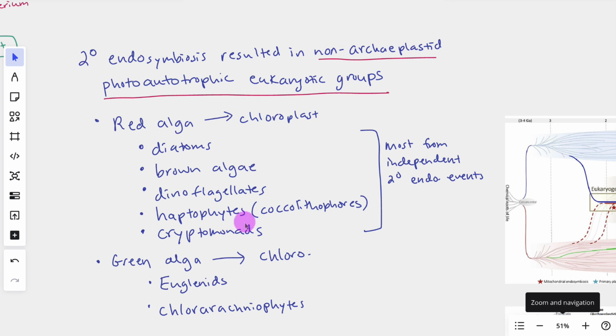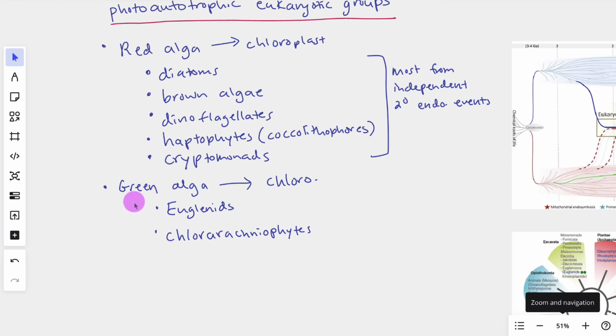And then we have the haptophytes, the coccolithophores, for example, within the haptophytes, came from a red alga being engulfed, and the cryptomonads, and that's what I just mentioned with having actually the nucleomorph. Most of these probably came from independent secondary endosymbiosis events. So you can actually see that, it happened multiple times throughout history of life. And then the green alga, we have evidence of that being engulfed and turning into the chloroplast in the eugleniid lineage, and as I mentioned with the nucleomorph, the chlorarachniophyte lineage.